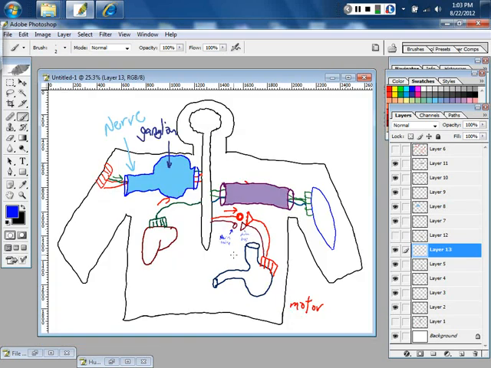Everything makes sense. It's important that things make sense, because if it makes sense now, it's going to be a lot easier once we get into the biochemistry. Any more questions? Okay, I'm going to stop this.